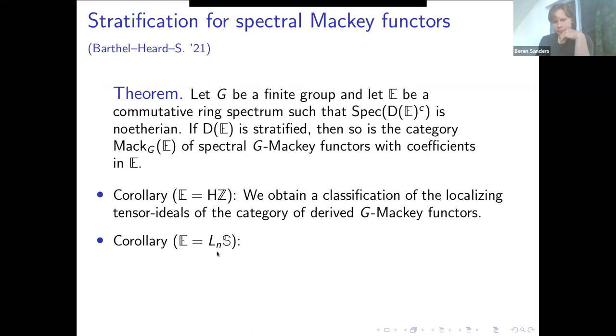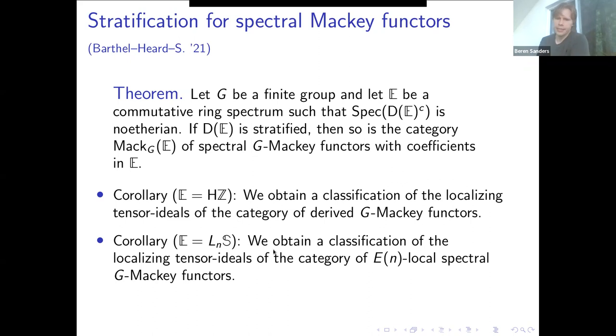And as another example, if we take the coefficients to be L_n S, so in this case the derived category is the E_n-local category, which was the result originally studied by Hovey and Strickland that I mentioned in this list of prior examples. So that's the non-equivariant base case. And so as a corollary, we get a classification of the localizing tensor ideals for the category of E_n-local spectral G-Mackey functors, this truncation of the G-equivariant stable homotopy category. So those are the primary new examples we were looking at.